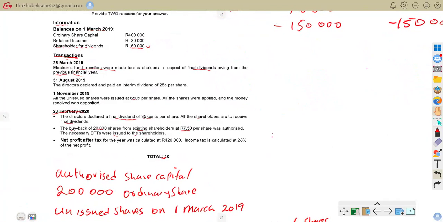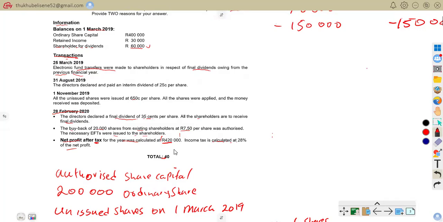Here we are on that transaction. It says the net profit after tax for the year was calculated at 420,000. Income tax is calculated at 20% of net profit. So this 420,000 is now after tax was deducted.